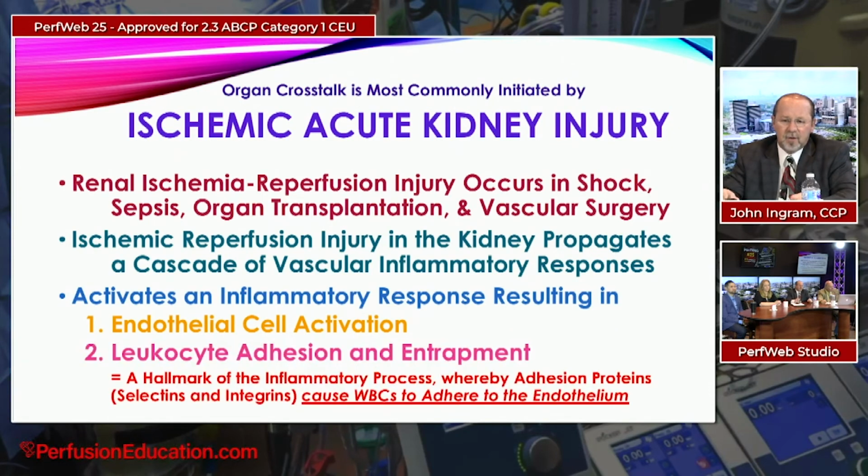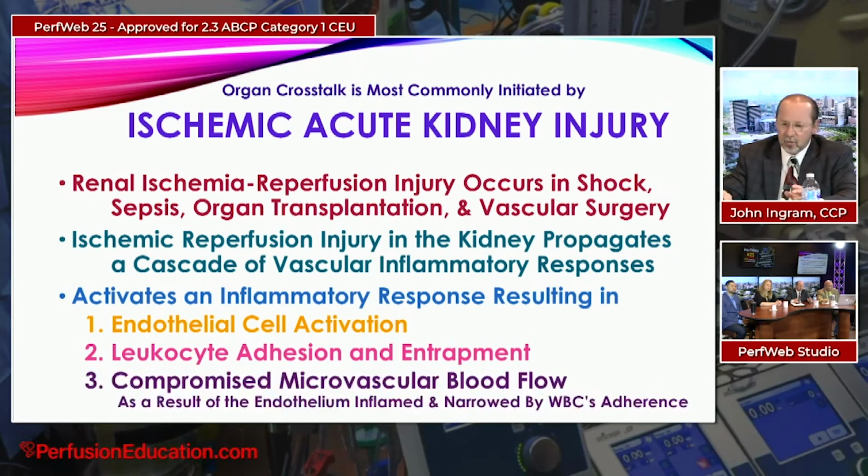So then you have leukocyte adhesion and entrapment. Now this is a hallmark of the inflammatory process, whereby adhesion proteins, something called selectins and integrins, which we're going to talk about, cause the white blood cells to actually adhere to the endothelium. Imagine that your immune system has now begun to attack your own endothelial layer. And then you result in compromised microvascular blood flow. It's a result of the endothelium becoming inflamed and narrowed by the white blood cells' adherence, okay?